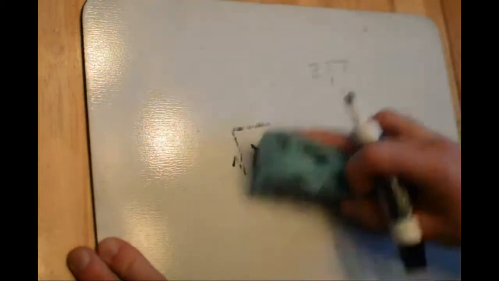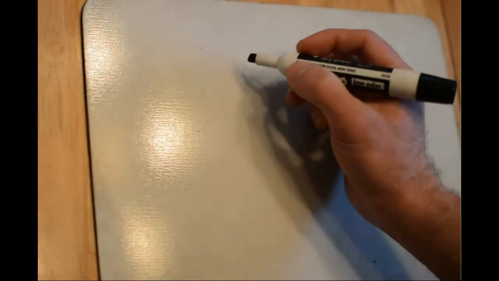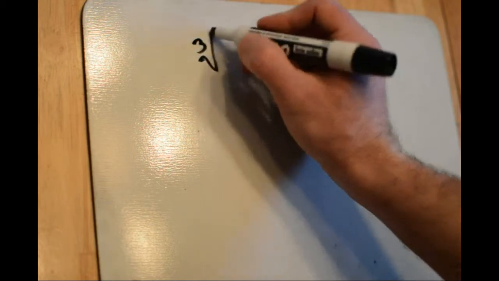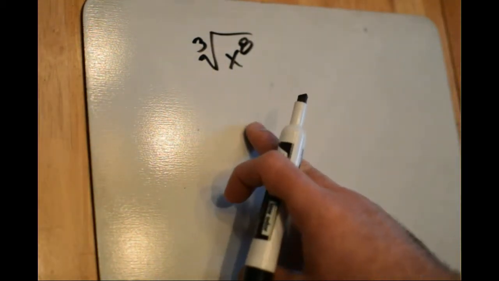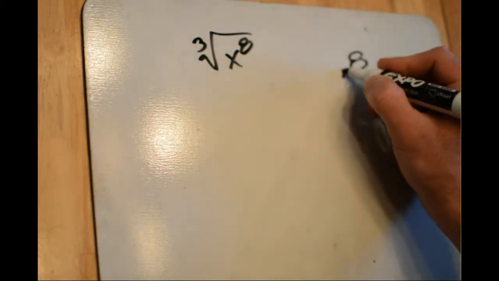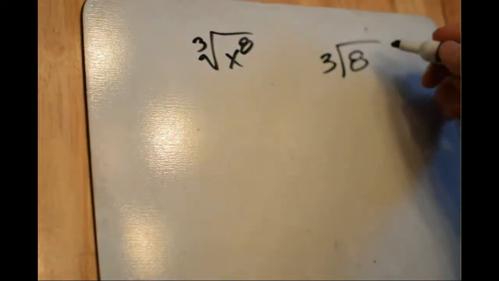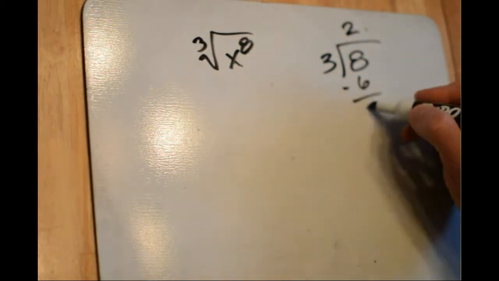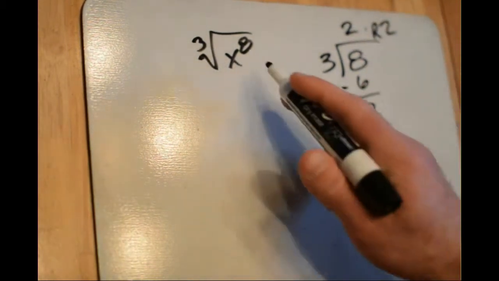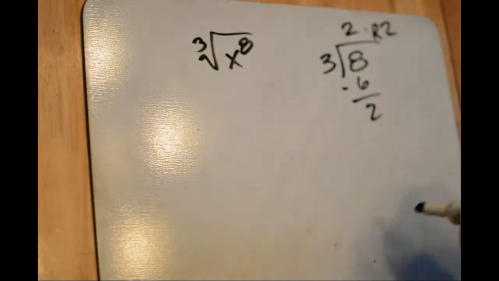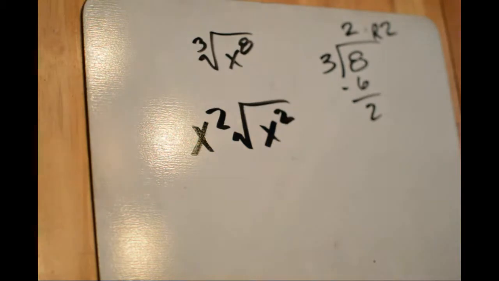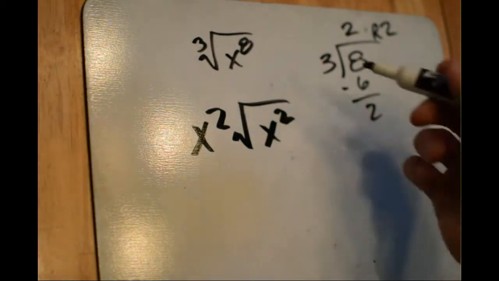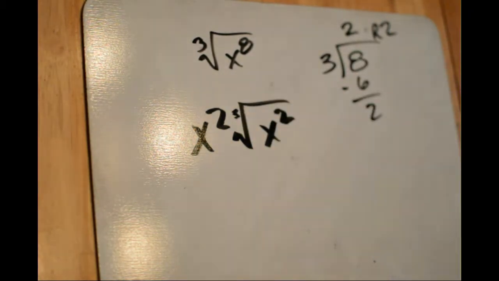A third root works pretty much the same way. So let's say we were taking the third root of x to the 8. Well, this is a third root. That's going to be dividing powers by 3. So if we take 8, the power, and divide it by 3, that goes in twice, gives us 6, and we have a remainder of 2. So 8 divided by 3 is 2 remainder 2. So we have a power of 2 on the outside, but we have a power of 2 remaining on the inside. So that would simplify to x squared cube root of x squared.